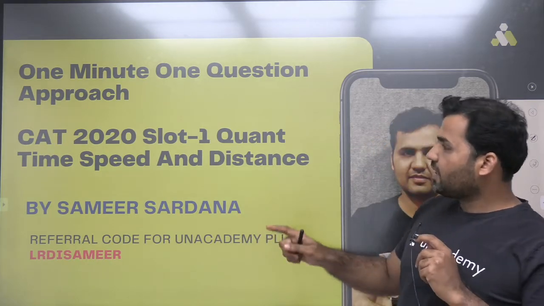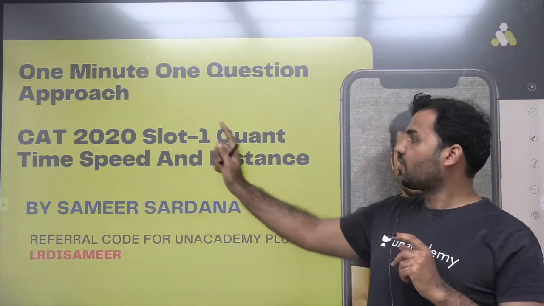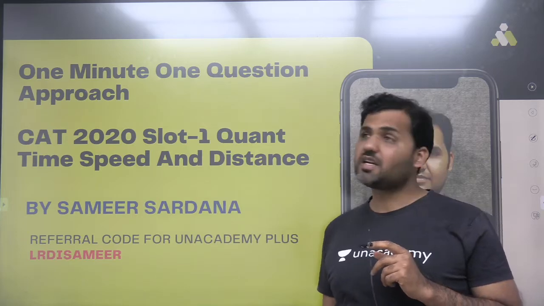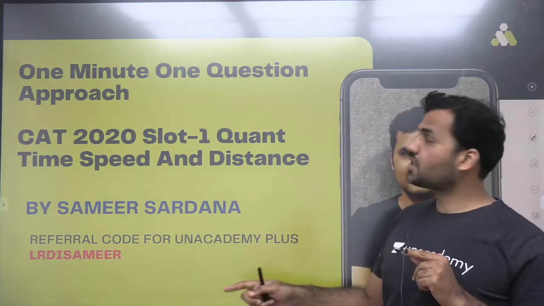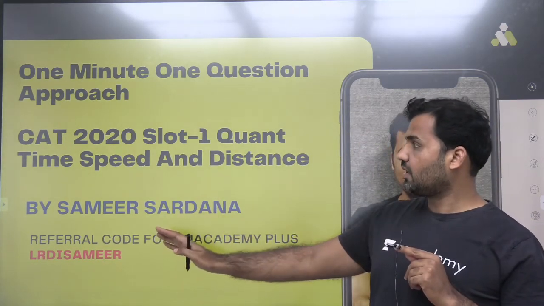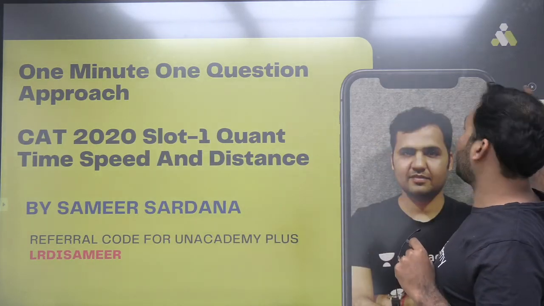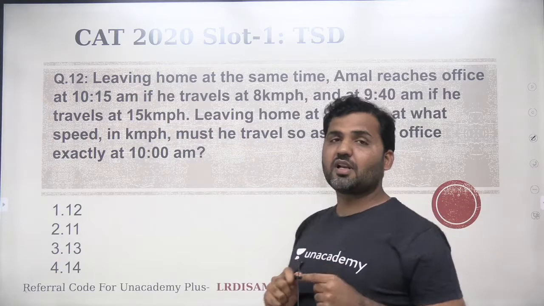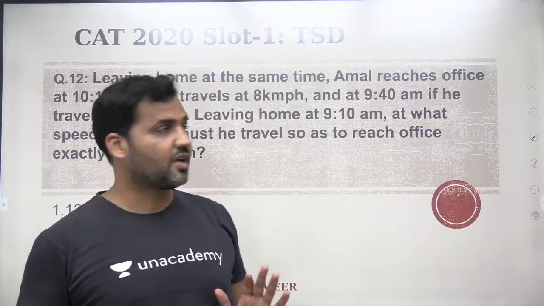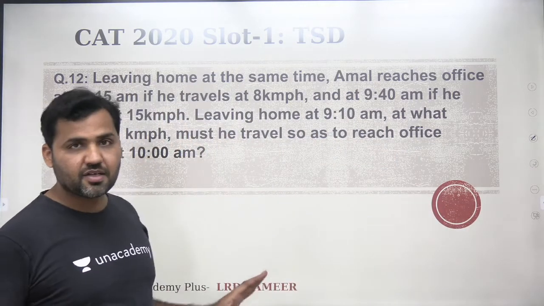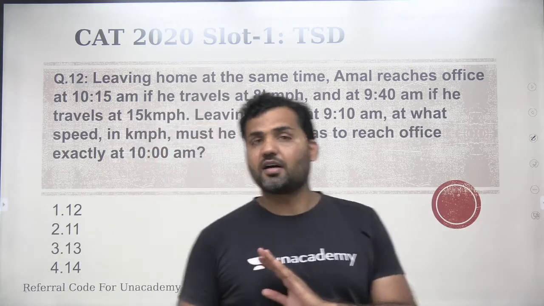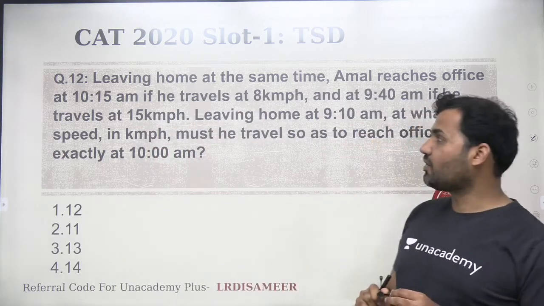In this video, I will be discussing CAT 2020 Slot 1 Quant questions. 2 more questions of time, speed and distance. We have covered 11 questions till now of CAT 2020 paper morning slot. Here is the next question, number 12. Again an easy basic question, not a difficult one, not a challenging question, right? Not on the level of CAT, a very easy one.